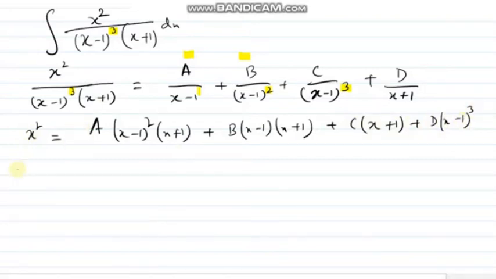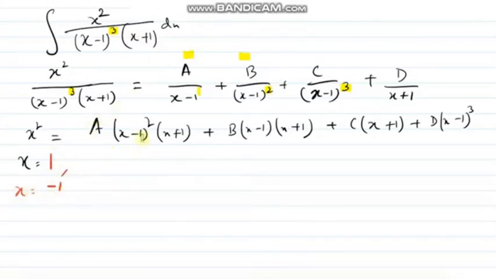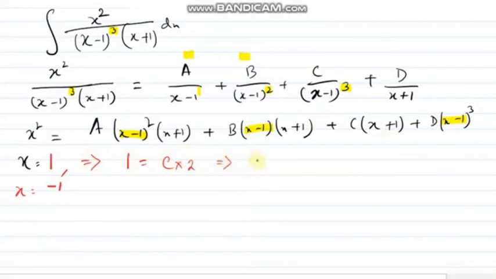My first two values of x are 1 and minus 1, very good. If I put x equals to 1, just check which term will get vanished. This term will get vanished. So if I put x equals to 1, I'll get 1 equals to c into 2, so the value of c is coming half.